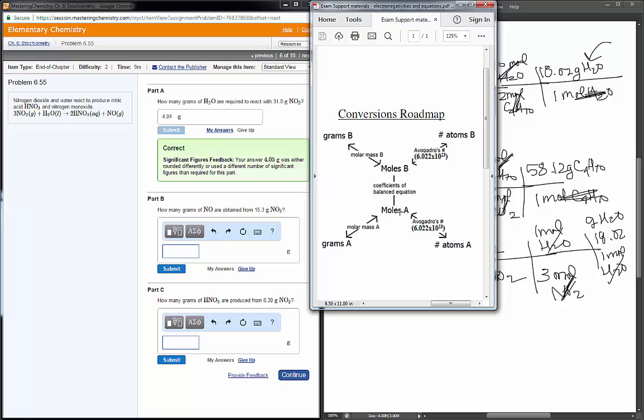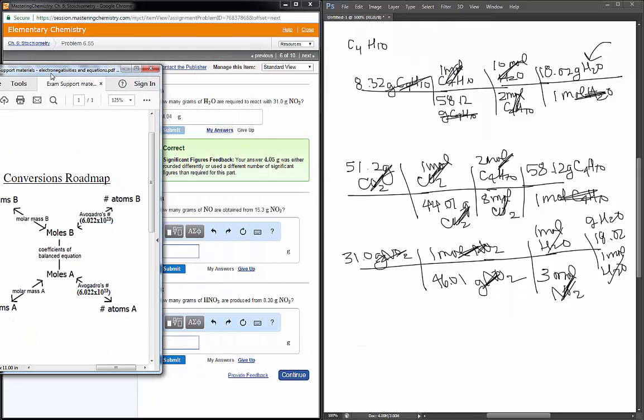And then once I'm there, I could use the coefficients of the balanced equation between NO and NO2, which says that 3 moles of NO2 reacts to form 1 mole of NO. That's going to get me to moles of B. And finally, I can use the molar mass of B, which is NO, to get to grams of B. So that's how the conversion roadmap is going to help me get from where I am to where I want to be. So starting with 15.3 grams NO2.